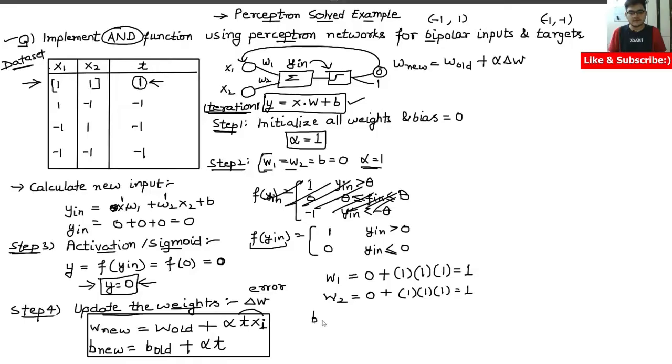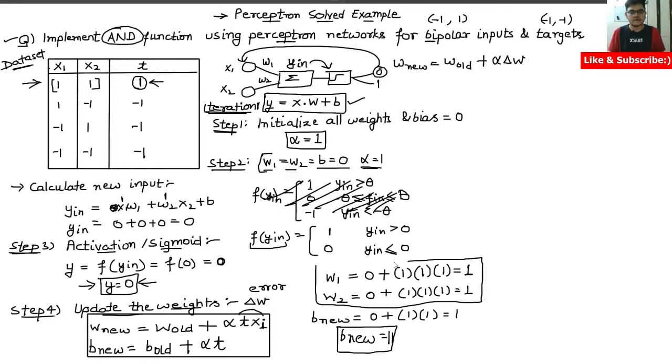Let's see what is the new bias. The value of old bias was also assumed to be 0. Initially we have initialized it as 0. The value of alpha is 1, the value of target is also 1. So the new bias that we have is equal to 1, right? So now we will use these new weights and this new bias in the iteration. Sorry, this is the first iteration. We have only done the first input.